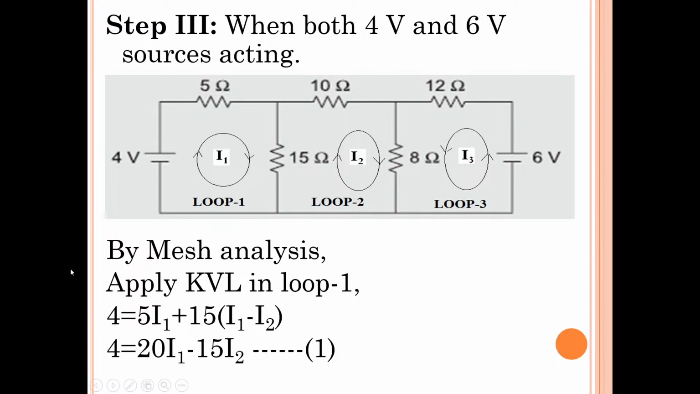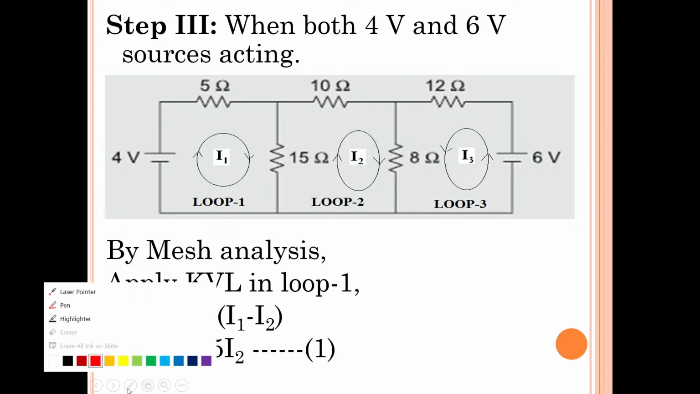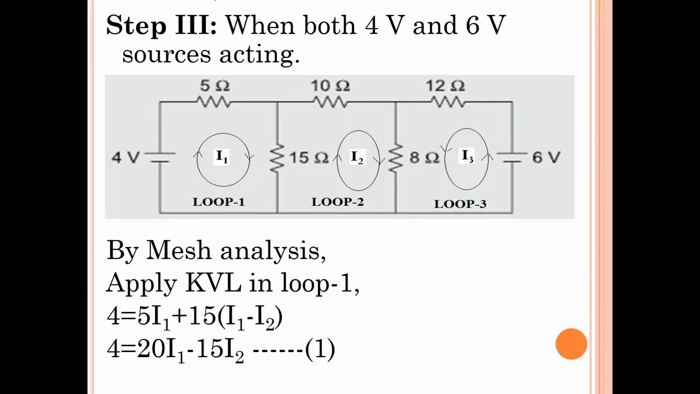So for that I am going for step 4, when both sources are there. What are both sources? One is the 4 volt source, and another is the 6 volt source. I have taken the question as it is, and if you observe carefully, there are total 3 loops. Actually I should not say loop; I should say 3 meshes are there.